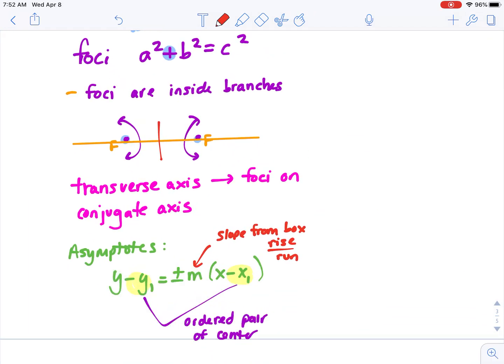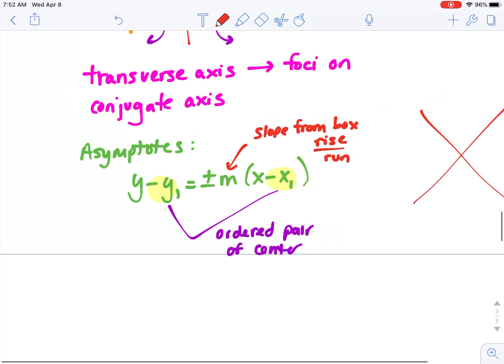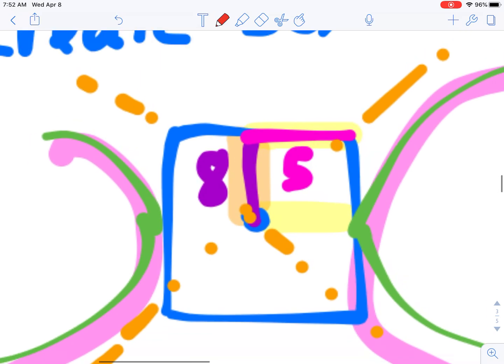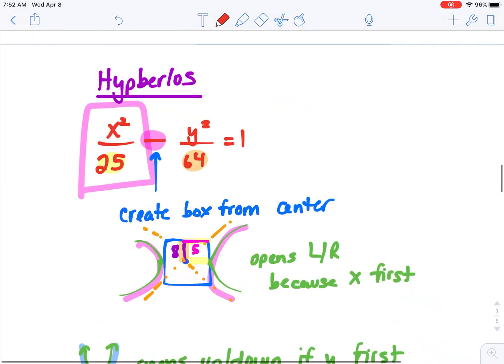How do you write the equation of your asymptote? Well, think of your point slope equation: y minus y1 equals plus or minus m, parenthesis x minus x1. The plus or minus is so that you get both of the asymptotes, the one going down a hill and the one going up a hill. The ordered pair is from the center, and your slope is from your box, rise over run. Sometimes from your box, it would need to be simplified. Here we had 8 over 5, which does not reduce, but if we had something like 10 over 5, you would, of course, reduce that.